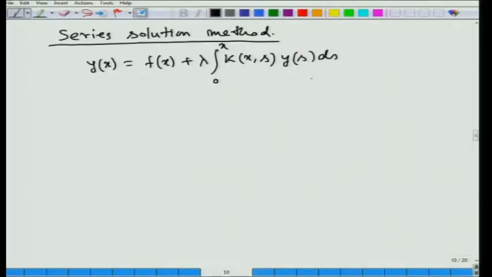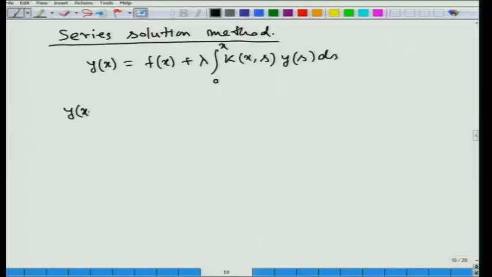So, the point is that we are assuming that the solution of these equations can be expressed as a power series around x equal to 0. So, we are assuming the solution in the form y(x) is equal to sigma n running from 0 to infinity C_n x to the power n. This is our targeted form of the solution.